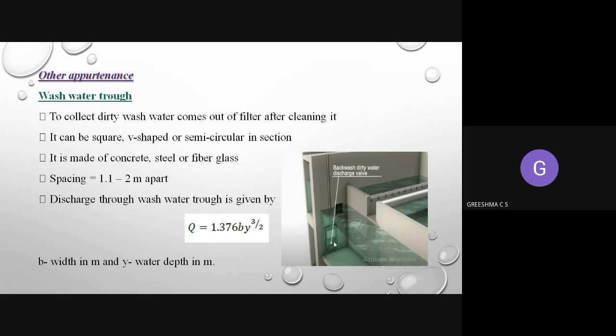drained from the top. Okay, so in order to drain off the muddy water, at the top portion you are providing a wash water trough.